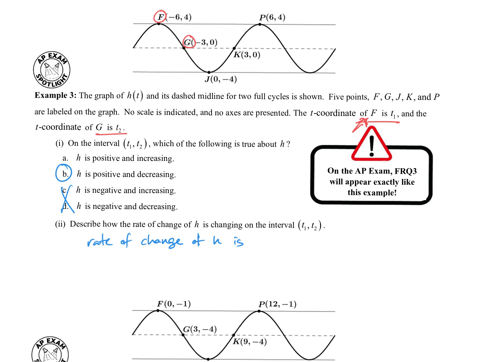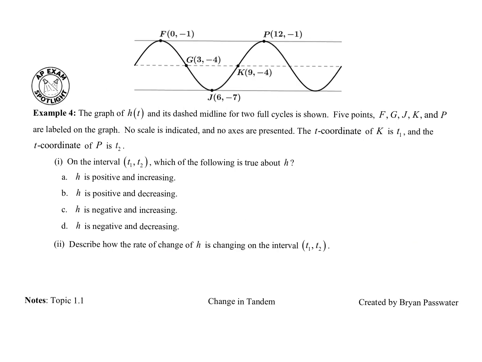All right. So if I'm talking about the rate of change increasing or decreasing, I'm talking about its what? Concavity. All right. And so is it concave up or concave down? It's concave down. So the rate of change of h is what? Decreasing. Because why? Concave down. All right. Going from what? K to P. All right, so I'm going from K and then I'm going to P.